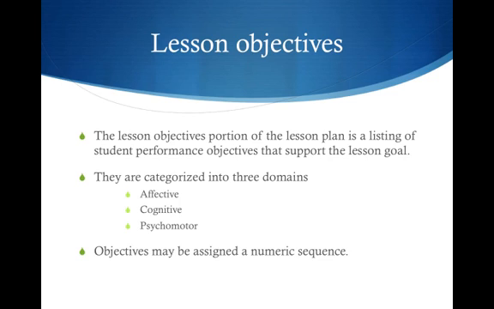The lesson objective. The lesson objective portion of the lesson plan is a listing of the students' performance objectives that support the lesson goal. They are categorized in 3 domains, and we should be familiar with these domains by now: affective, cognitive, and psychomotor. Objectives may be assigned a numeric sequence. An example would be if we had all 3 types of goals in the same lesson plan: A1, affective 1, cognitive 1, cognitive 2 might be a way of doing this, or we could just number them in general, 1.1, 1.2. So either type.